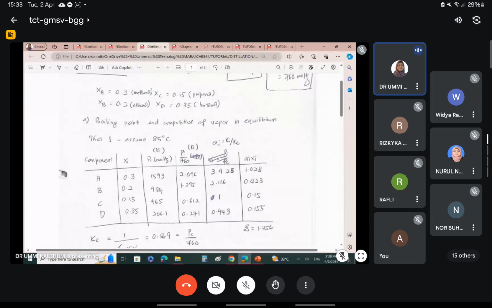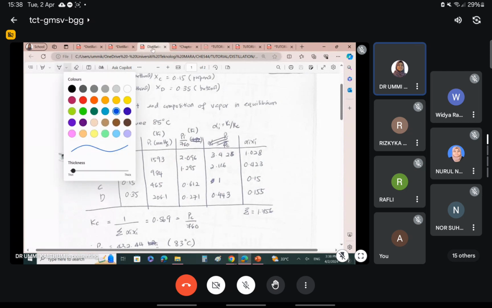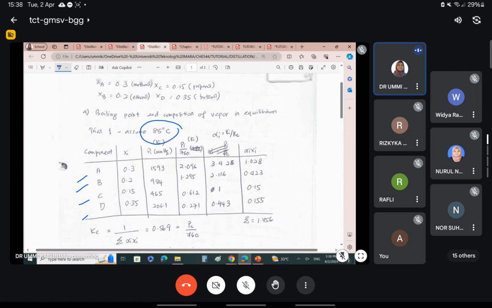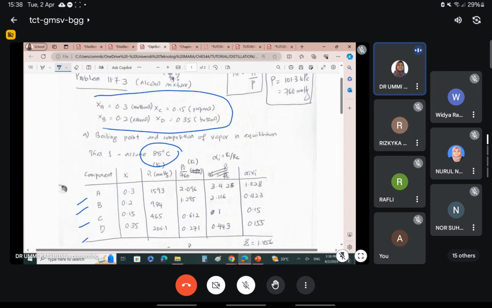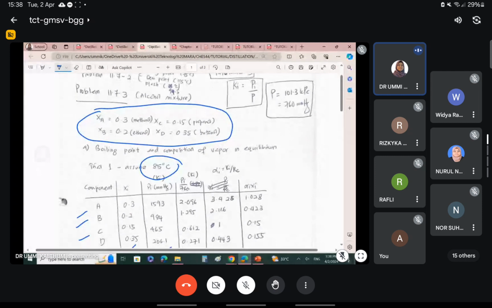Kita buat jawapan. Construct the table. So first assumption, saya assume 85 degree for boiling point. Okay, so set up the table, component A, B, C, and then the mole fraction is given, right? In the question, so ini adalah given in the question. So lepas tu cari Pi.